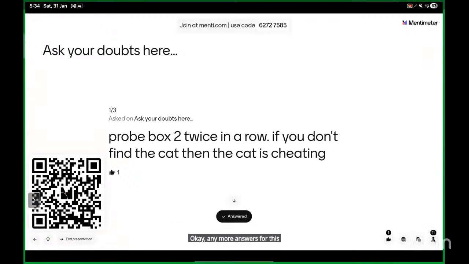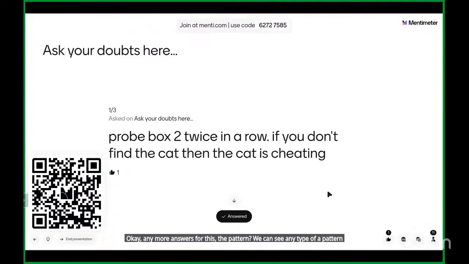The pattern? Can we see any type of pattern in the odd number of boxes or the even number of boxes? Let me explain again. If the boxes are 3, then we are asking whether the cat is at box 2 twice. And if the boxes are 5, then we were asking at box 2 first, then 3, then 4, and then 3 again, and then 2. Or maybe 4 and then 2 and 3.